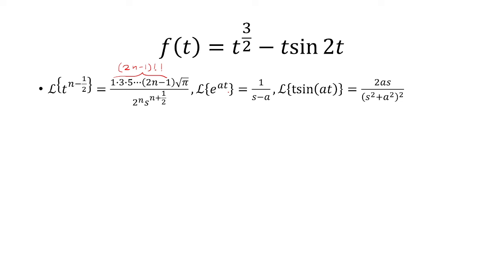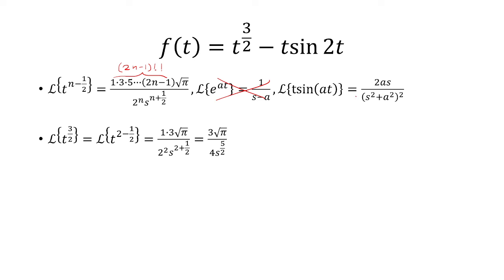And Laplace transform of e to the at is 1 over s minus a. So this one actually we won't need. That was from the previous slide. And then Laplace transform of t times sine of at is 2 times as over s squared plus a squared, squared. So 3 halves can be rewritten as 2 minus a half. And so n will play the role of 2.